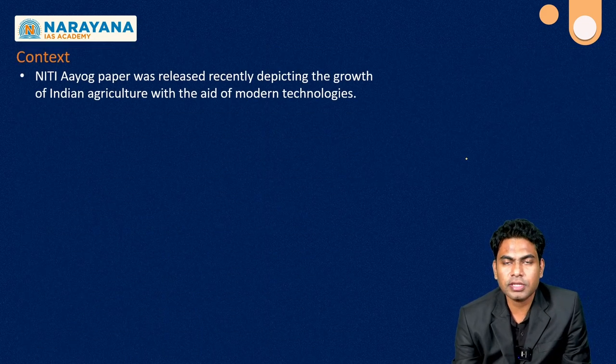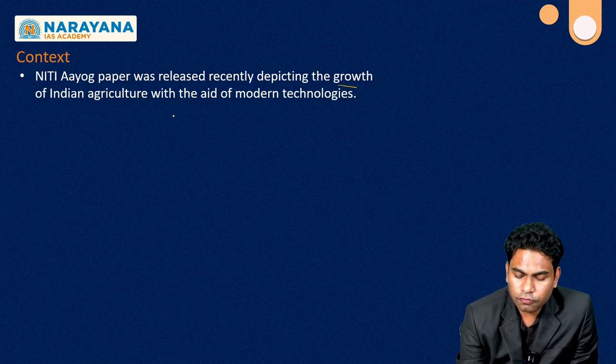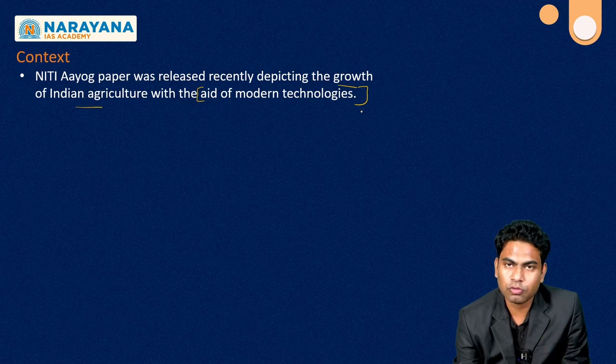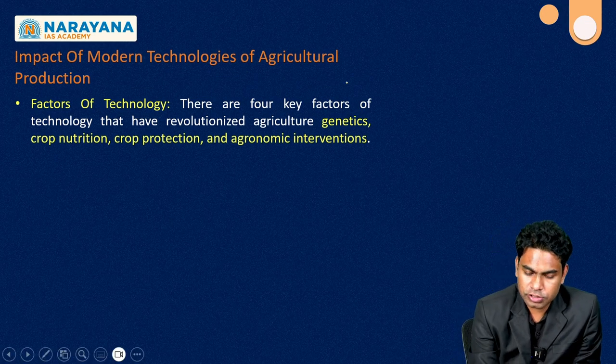The context is that NITI Aayog has recently come up with a paper depicting the growth of Indian agriculture with the aid of modern technologies. It showed how the increasing reliance on and adoption of technology in agriculture led to a rise in production in agriculture. Let us look into the impact of modern technology.